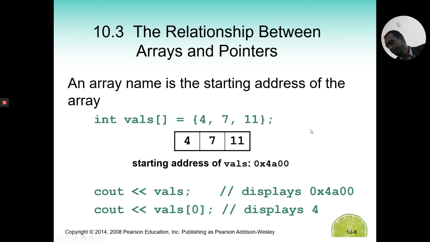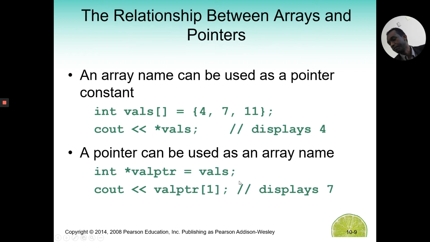Okay. An array name is the starting address of an array. So you have int values, these values, starting at an address in hexadecimal. So if you say cout vowels, it displays the hexadecimal. But if you say the first element, if you say the index is 0, it will display the first element in the array. An array name can be used as a pointer constant, so you can have int values and then put the asterisk in. So this would display 4.